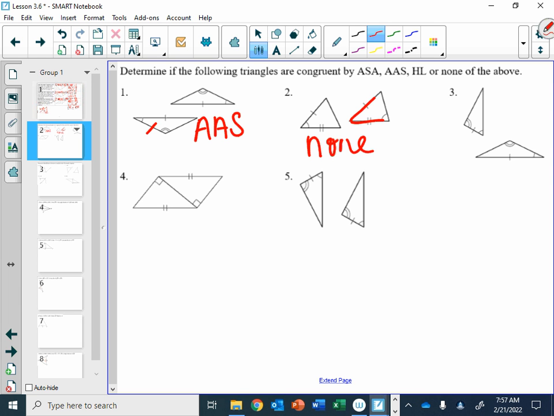If it were in between the angles, so for example, if it were here, that side is in between the 2 angles, so it's got to be angle, side, angle. But because the side is not in between, it's angle, side. Other questions? All right. What would number 3 be?